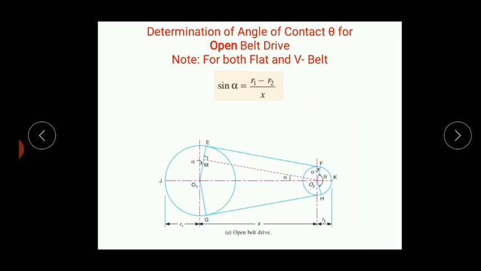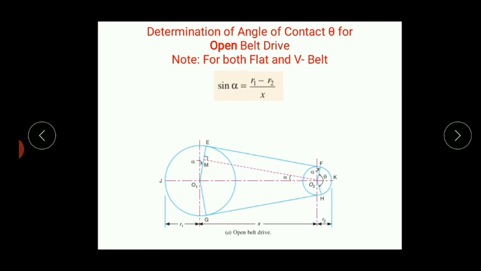Sin alpha is equal to r1 minus r2 divided by x. You had seen this equation in the derivation of the length of the flat belt. So sin alpha is equal to r1 minus r2 upon x. r1 is the radius of the larger pulley, r2 is the radius of the smaller pulley, and x is the center distance between both the shafts, and alpha.